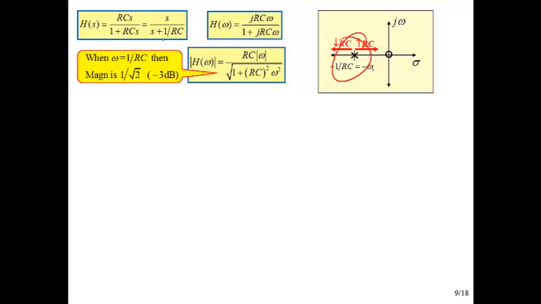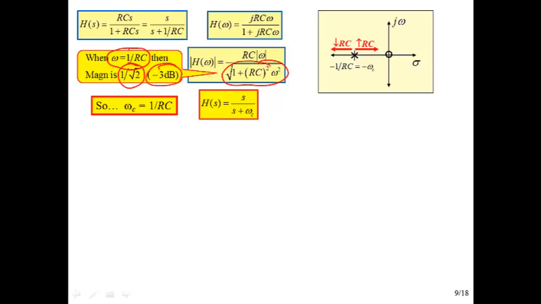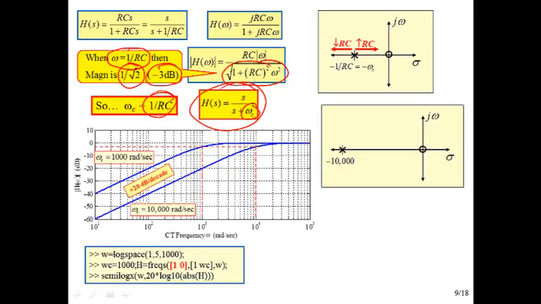Magnitude of the bottom, same kinds of things that we've seen before, square root of the sum of the squares, and so we get that same thing. And again, we see that the magnitude drops to 1 over square root of 2, which is minus 3 dB, precisely when omega is equal to 1 over RC. So that cutoff frequency is set again by that pole position, the pole being on the real axis, the sigma real axis. So if we continue on here, we see that we get a structure that looks like this, where this is our cutoff frequency, and the cutoff frequency is defined as 1 over the RC time constant.